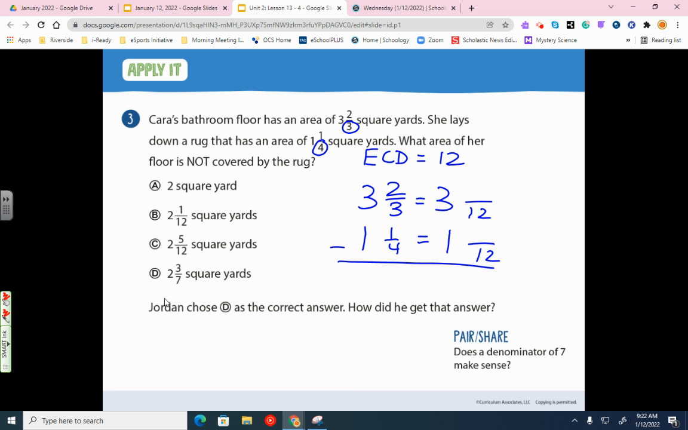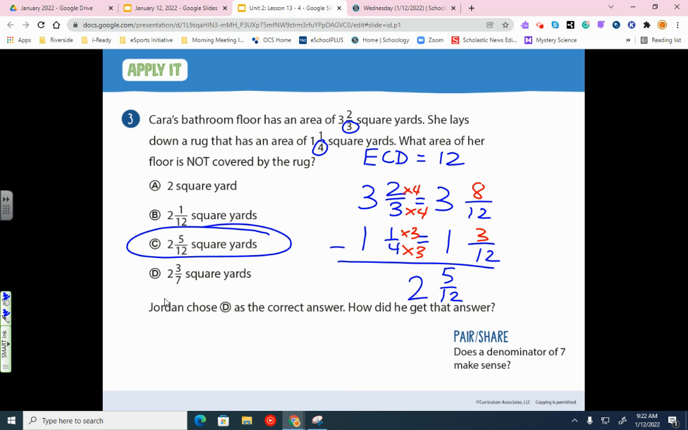to a denominator of 12. So 4 times 3 gives me that. 3 times 4, that gives me that. And luckily, our numerator for our top number is bigger. So we just subtract. That's 2 and 5/12. And that is letter C.